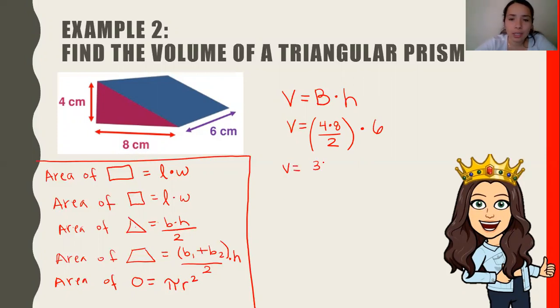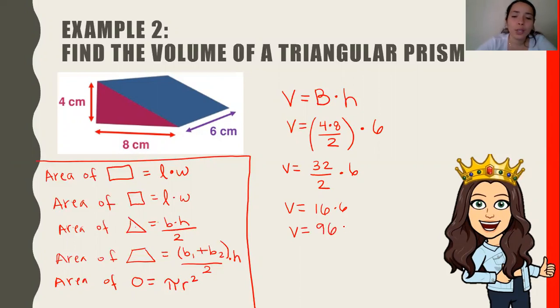So we know what 4 times 8 is. That is 32. And we divide that by 2, and then we multiply it by 6. For our next step, we just go 32 divided by 2, and that is 16. Times 6. And what does that give you? Let's see. 96.